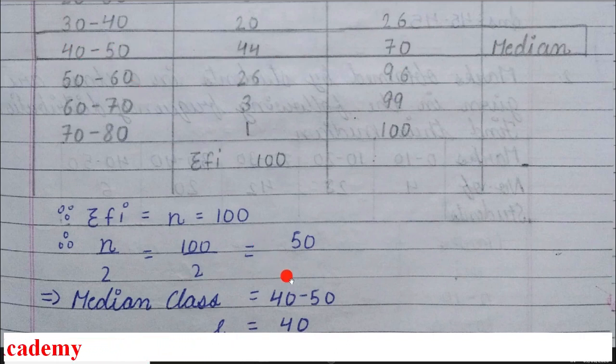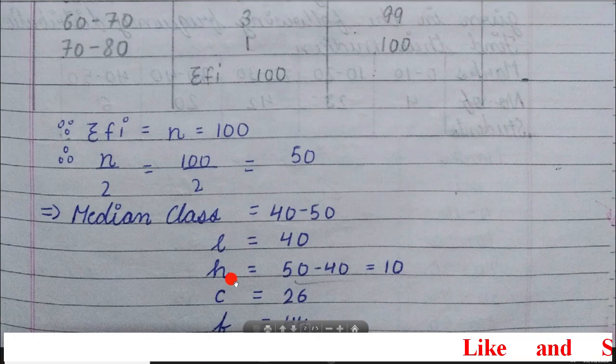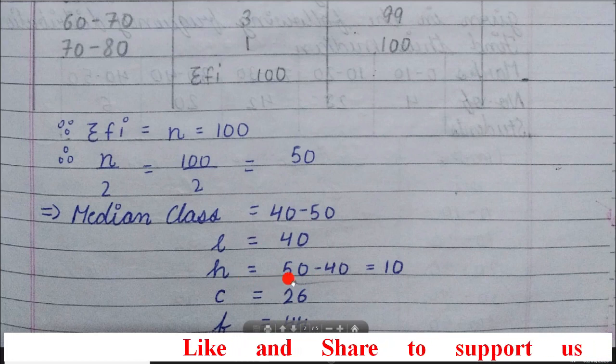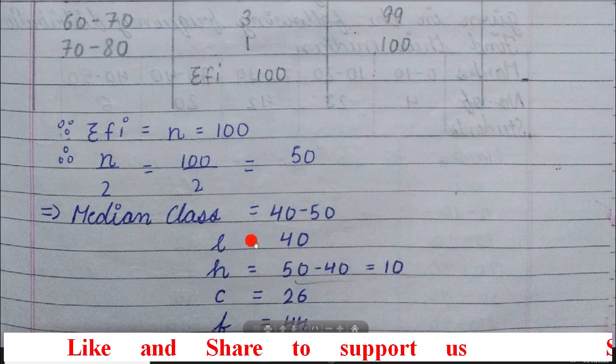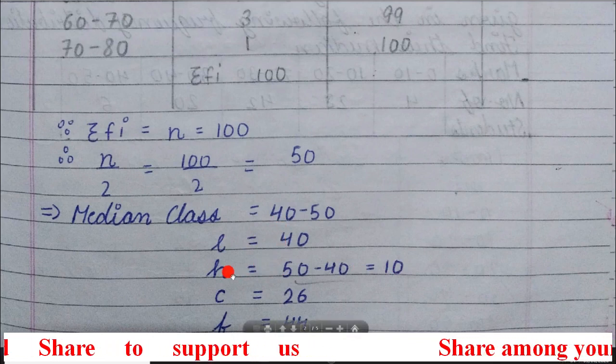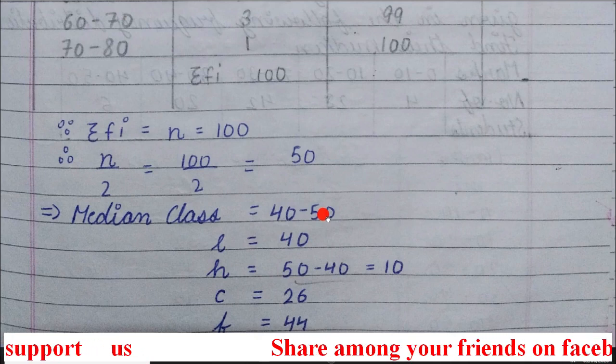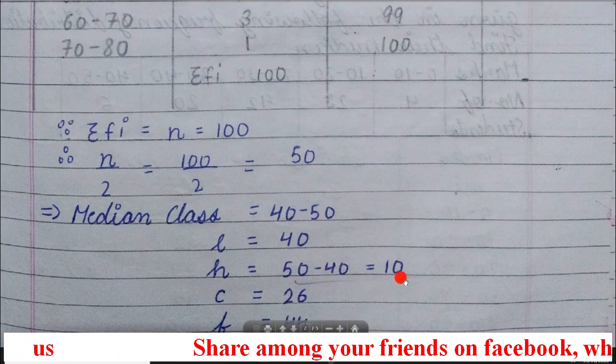Now the median class lower limit is your L. H is for the height of the class interval. Height of the class interval is upper limit minus lower limit. It's the formula of H, that is 10. So I'm repeating again, L is for the lower limit of the median class, 40. H is the height of the median class. Height of the median class means upper limit minus lower limit, that will give you 10.